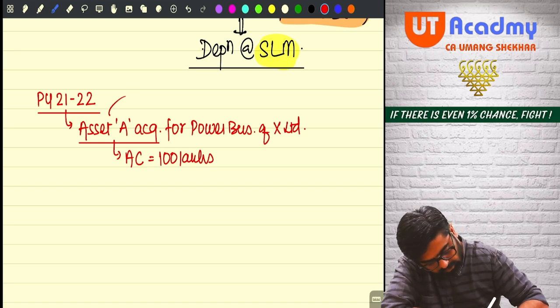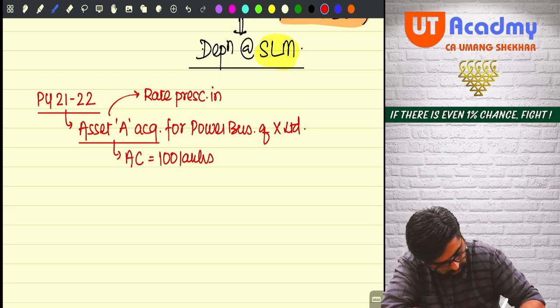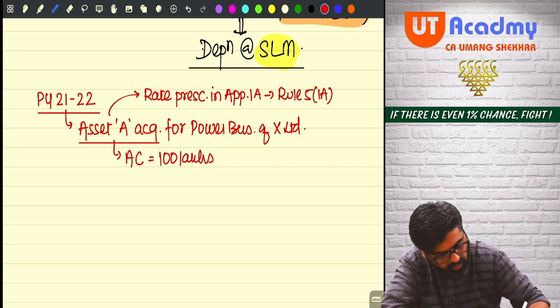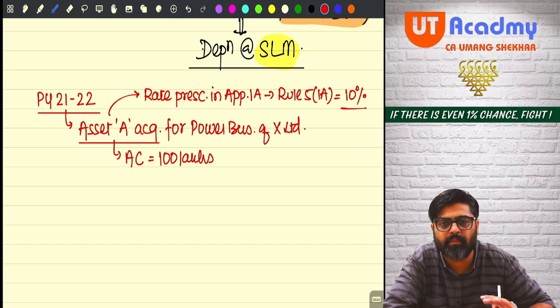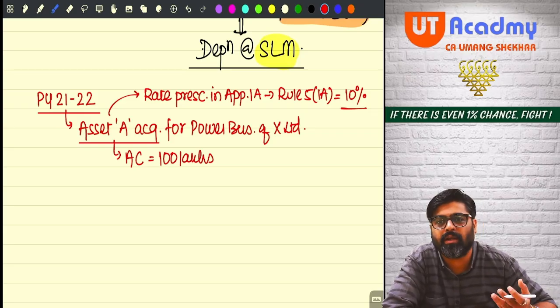And on this asset, the rate prescribed in Appendix 1A to Rule 5(1A), we came to know that the rate was 10%. Let us keep 10% so that the calculations become easy. Yes or no? The rate can be any rate, but we are taking 10%. So what is the actual cost of that asset? 100 lakhs. And what is the rate of depreciation? 10%.